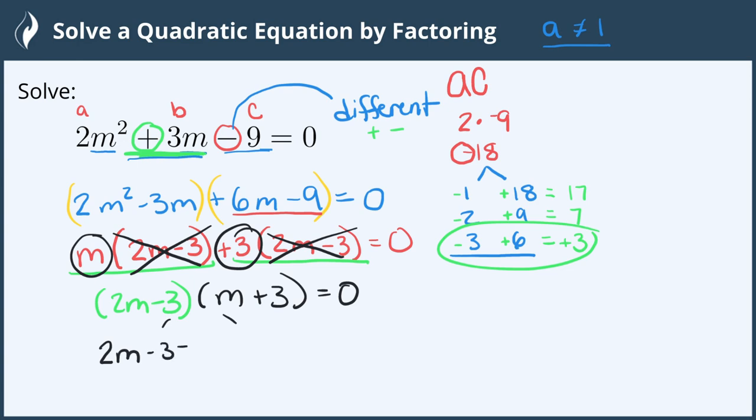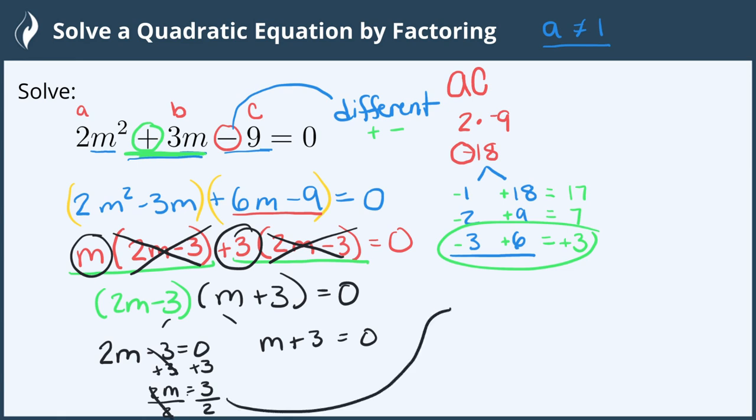2m minus 3 equals 0, and m plus 3 equals 0, and then solve for m. So we'll add 3 on this one. Then we get 2m equals 3. Then divide both sides by 2, and I'm running out of room, so we'll have to write it over here, and we have m equals 3 halves. Now we need to solve for m for the second one, so we'll subtract 3 from both sides, and we end up with m equals negative 3.